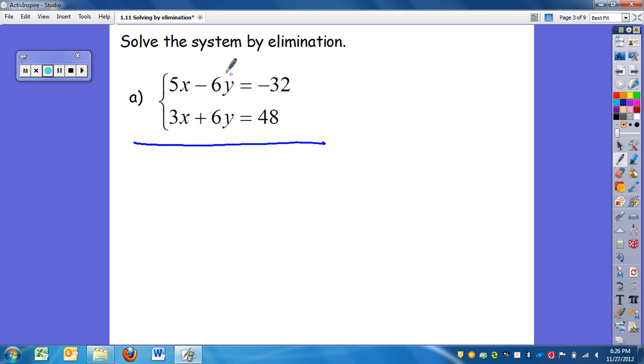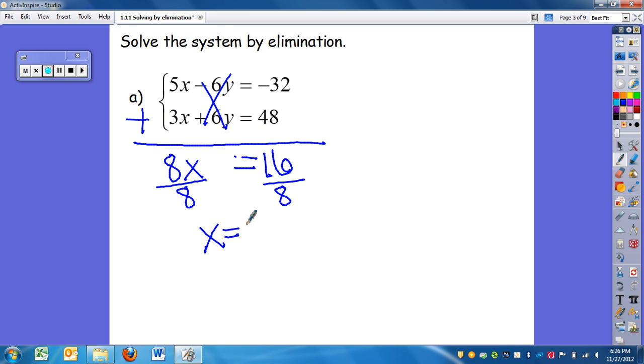So elimination, once you have one pair of variables opposite, you add the two equations. You add the like terms. So 5x plus 3x gives me 8x. These make 0, so we don't need them anymore. And then I have negative 32 and 48, which gives me a positive 16. So I divide by 8. My x-coordinate is 2. So elimination is pretty slick, but we have only done half of it because we only have the x-coordinate, so we need to get the y-coordinate.